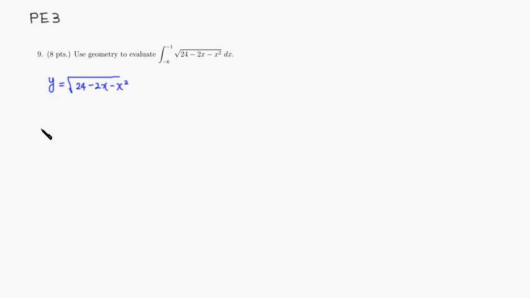I'm going to just look at the inside part of it: 24 minus 2x minus x squared. I'm going to reorder them first. I like to have x squared first, and then the x term, then the constant term. First thing is I'm going to factor out the leading coefficient, which is -1, from the first two terms.